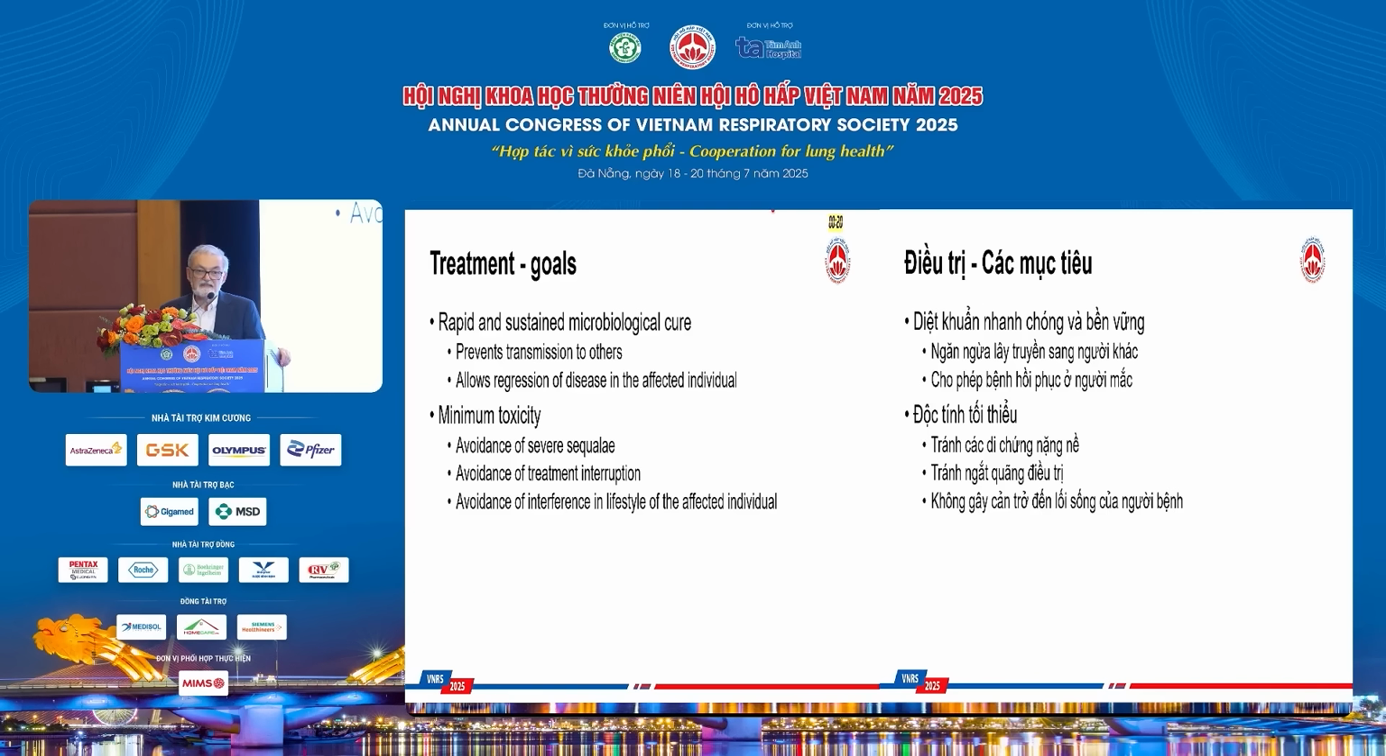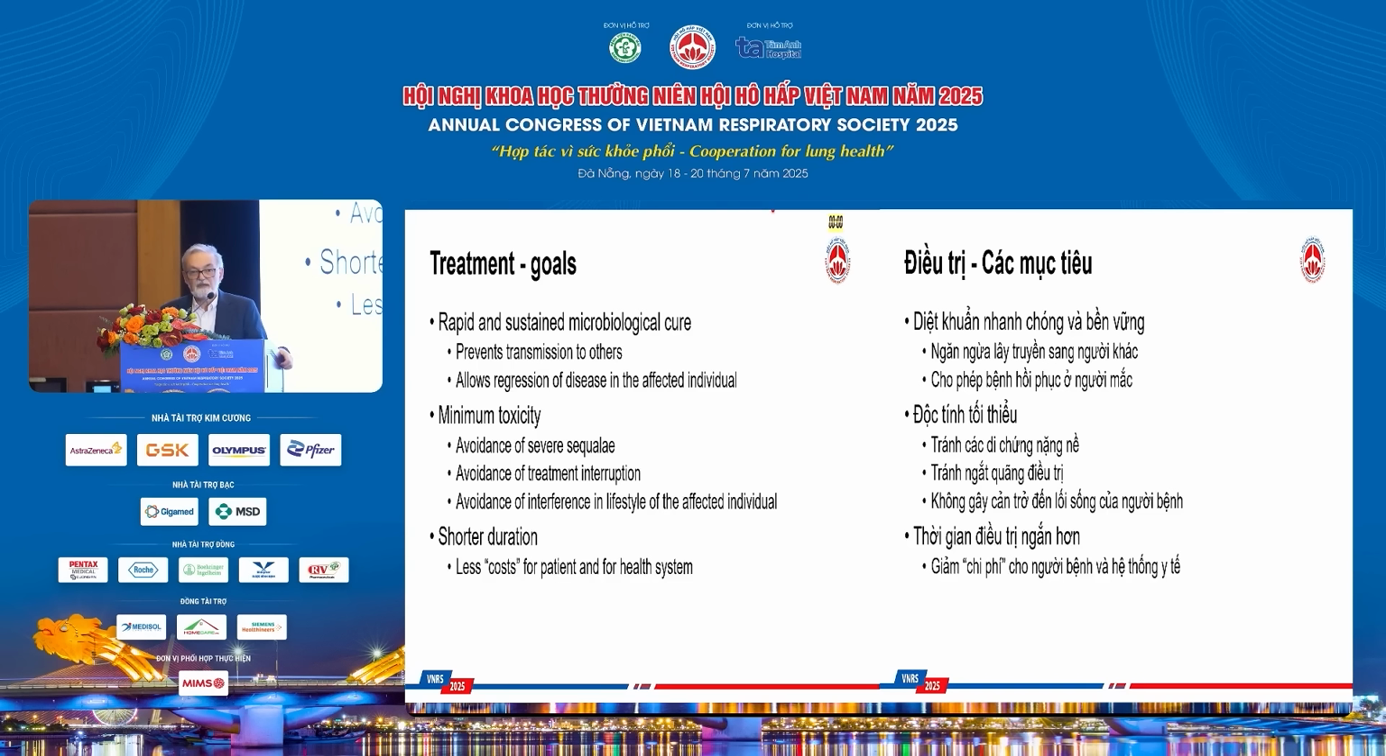We want to avoid severe sequelae, severe consequences, both of the disease and of the treatment. We want to avoid treatment interruptions, because the main reason for treatment interruptions is drug toxicity. And we want to avoid, as much as possible, interference in the patient's lifestyle so that they can get on with work, with their family role, with doing whatever they need to do. And finally, we're looking to have shorter regimens because that's less costly for the health system, and also it's less costly for the patient.